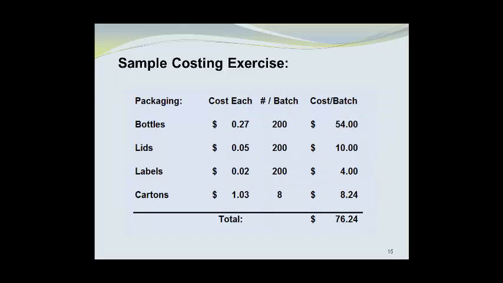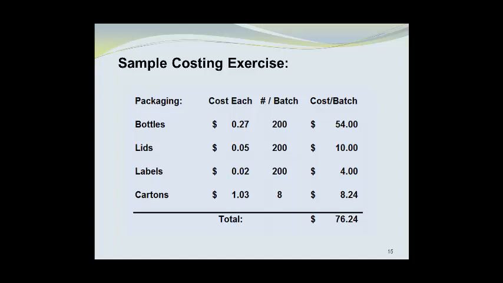The next thing we're going to examine is packaging. This will include the bottles, the lids, and the labels for the beverage, and the cartons in which we will put the bottles once they are ready for shipping. The cost of each bottle and each lid, each label, and each carton is given in the second column from the left. The number of each of these per batch is given in the third column. We need 200 bottles, lids, and labels, and because there are 25 bottles per carton, we only need 8 cartons per batch.